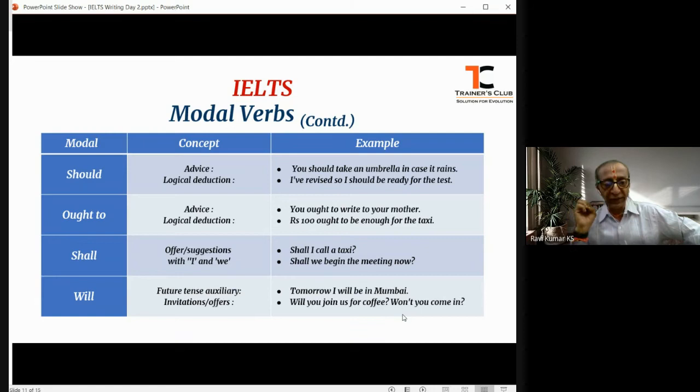And will can also be used for inviting people, for offering some invitations or some offers. Like, will you join me for lunch today? Will you join me in the party today? Will you accompany me to Delhi next month? So it is an offer or it is an invitation we offer. Is it clear?